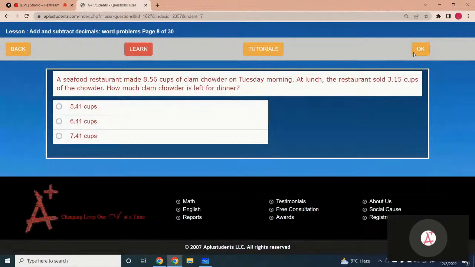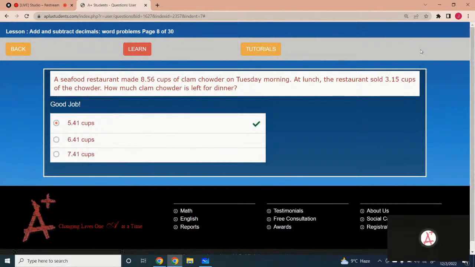Okay, a seafood restaurant made 8.56 cups of clam chowder on Tuesday morning. At lunch, the restaurant sold 3.15 cups of chowder. How much clam chowder is left for dinner? Got it. You have to subtract 3.15 from 8.56. So 8.56 minus 3.15 is, it would be 5.41 cups. Got it. So just select the correct option and click on the OK button.